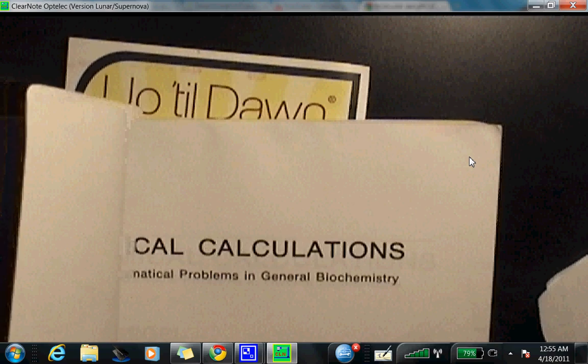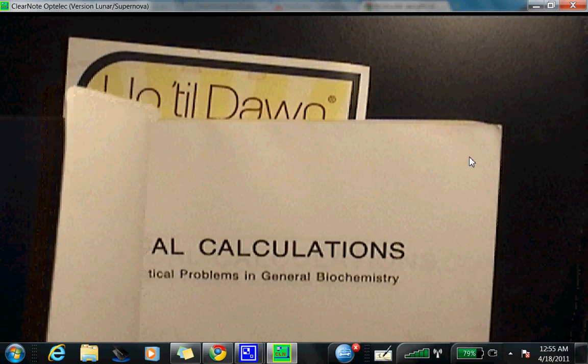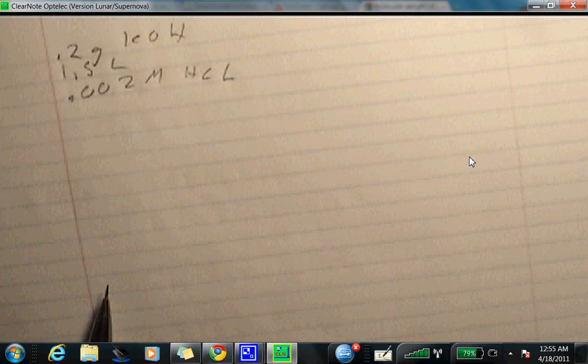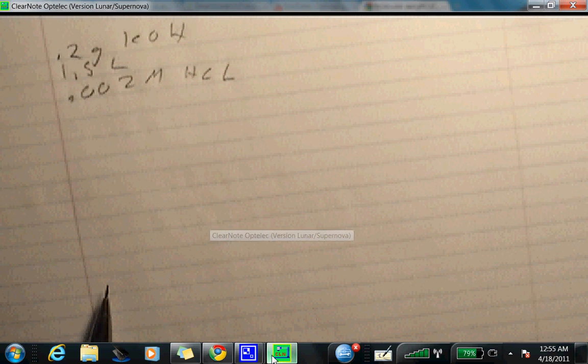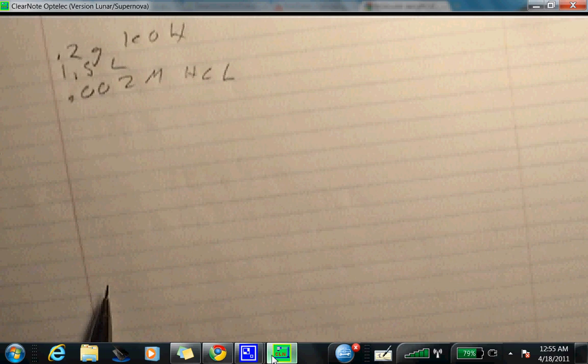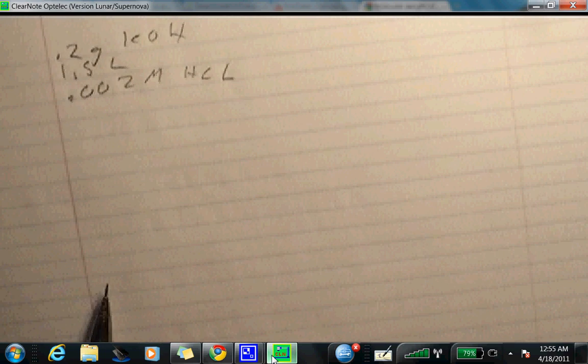So one thing that they don't tell you in the Siegel book, you've got to look around for some of these numbers. What you do need to know is how many moles of KOH you're adding. So I simply went on Google and did a search for it and found out that it's around 56.11, 56.10, somewhere around there. Doesn't really matter. KOH is just 56.